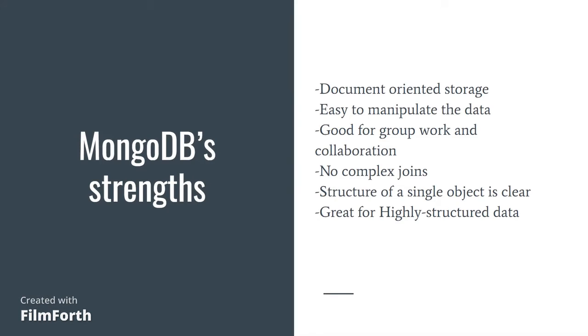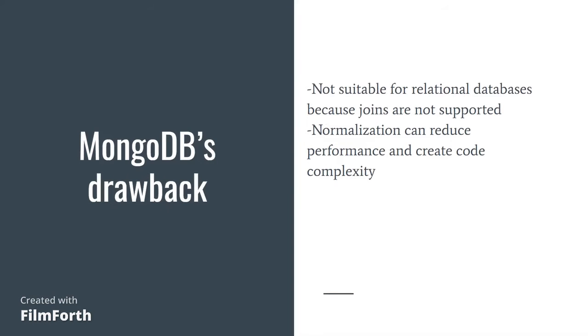When it comes to MongoDB's strengths, we found that it is good for document-oriented storage. It is easy to manipulate the data. It is good for group work and collaboration. There are no complex joins in MongoDB. The structure of a single object is clear, and it is great for highly structured data. When it comes to drawbacks, we found that it's not suitable for relational databases because joins are not supported, and normalization can reduce performance and create code complexity.